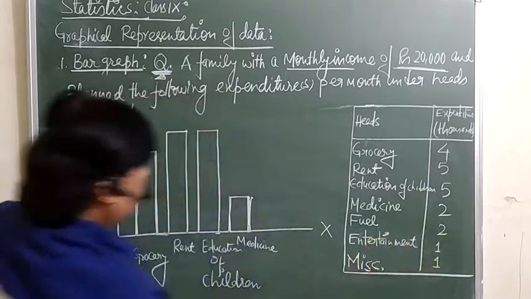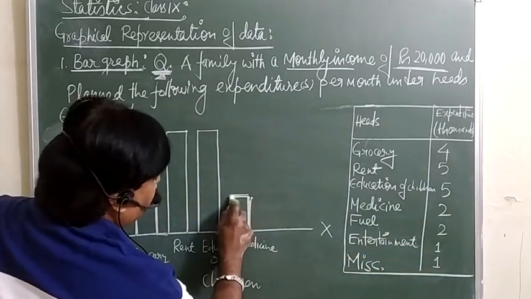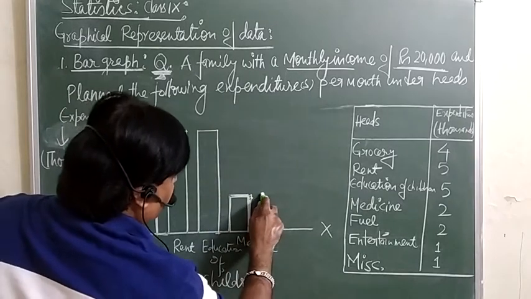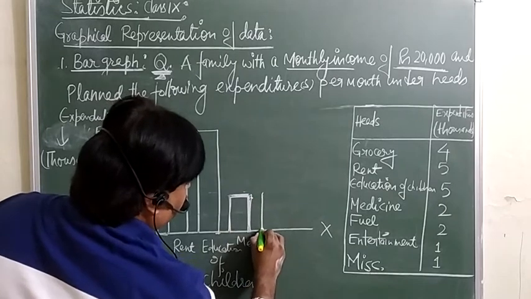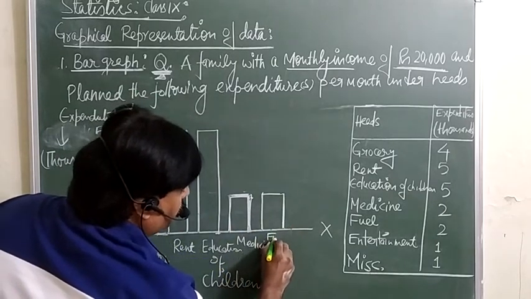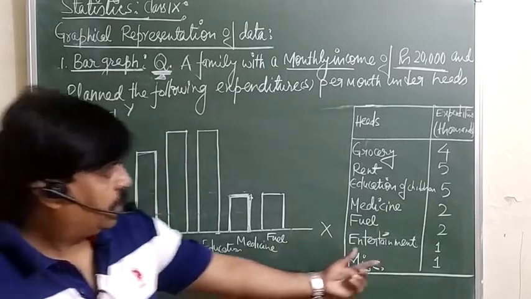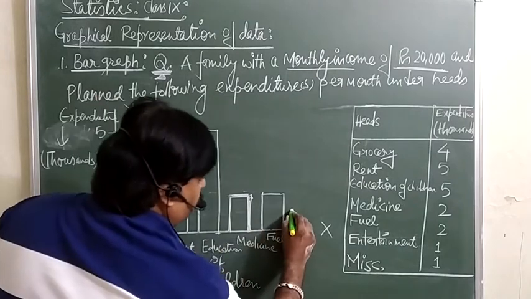Now on fuel we are also going to spend 2,000 rupees. So here, you can take it approximately here. This one is 2, that is for fuel. Now on entertainment, 1. So up to here. Approximately it will be here.